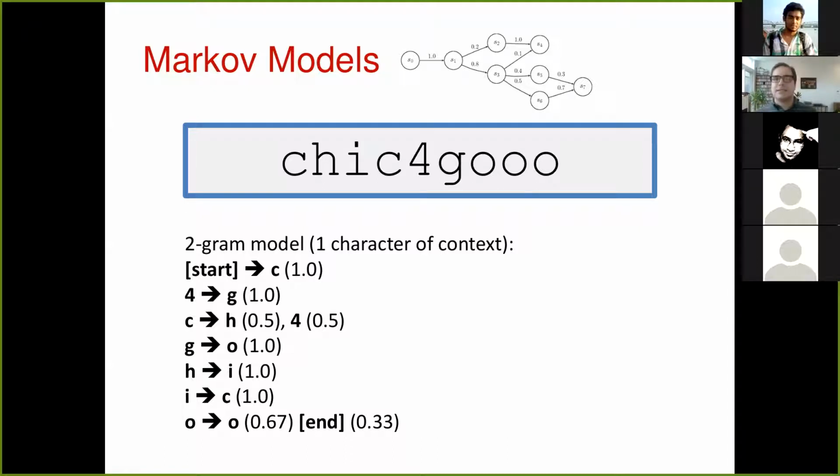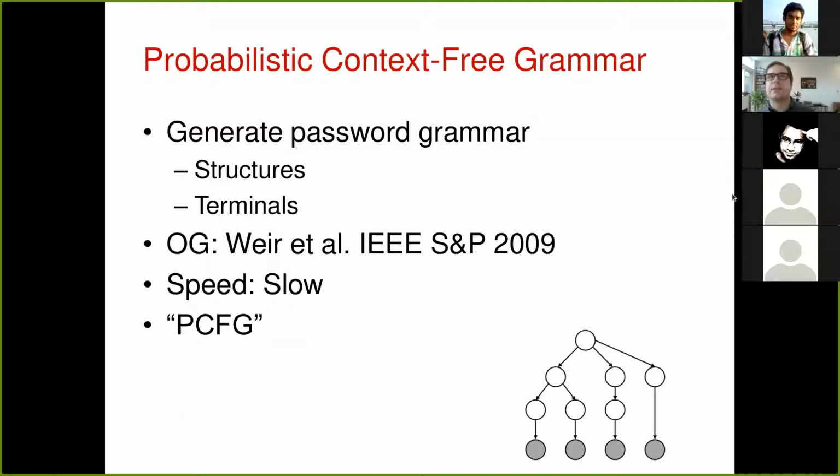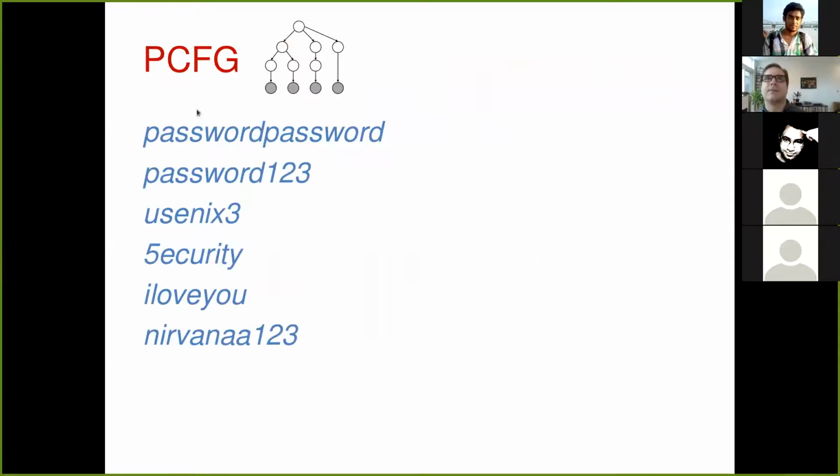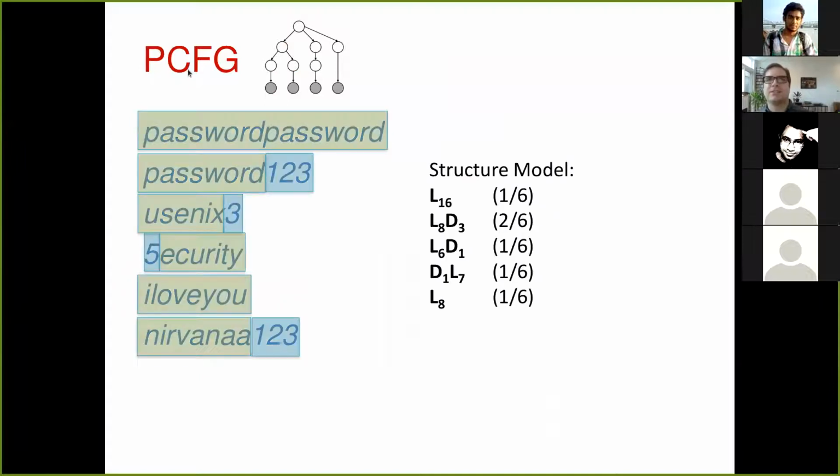All right, so let's go on to some other approaches. There's probabilistic context-free grammars, as I mentioned. The whole idea of this is you try to model the structure of a password, as well as the terminals, which is what fits into the structure. I mentioned that this is Matt Weir's paper from 2009, which recently won a Test of Time award. Super cool stuff. So the idea here is you first say, what does the structure of a password look like probabilistically? So here, this first password is 16 lowercase letters.